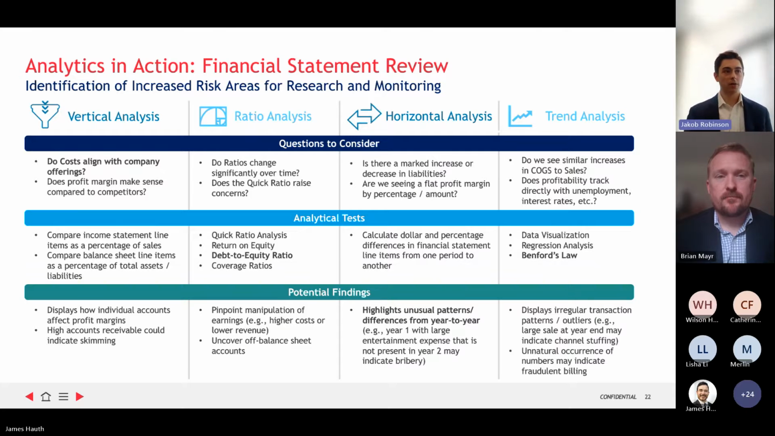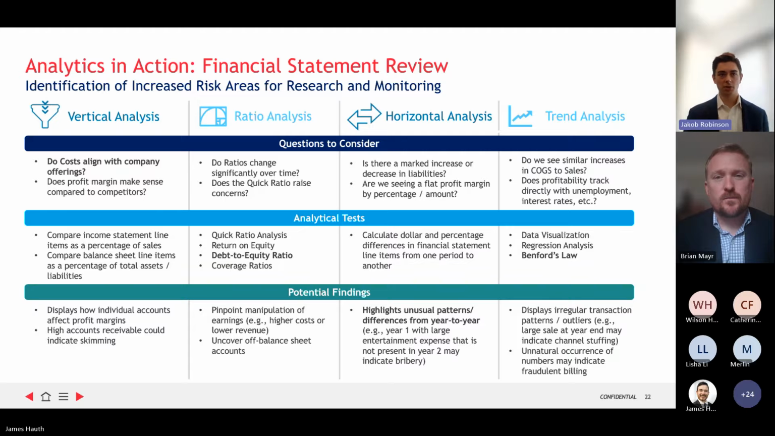When we're also thinking about other kinds of analysis, vertical analysis, do the costs align with company offerings? If a professional services company is showing that they have high cost of goods, that doesn't really align with the fact that most of the cost of a professional services company is going to be salaries and things like that. So do these costs make sense? Do margins align with the industry? That's kind of a snapshot in time analysis that we do.